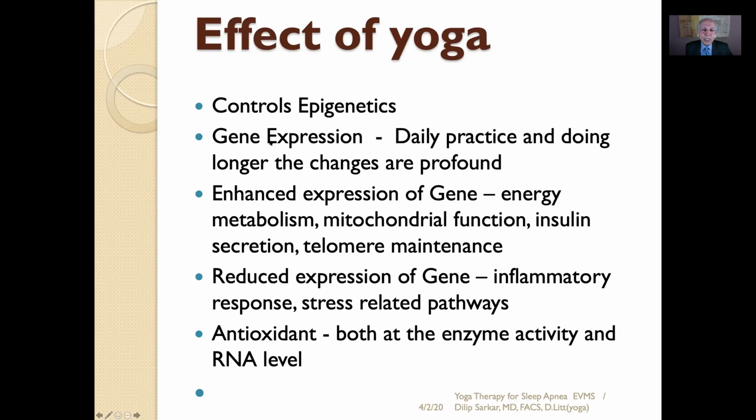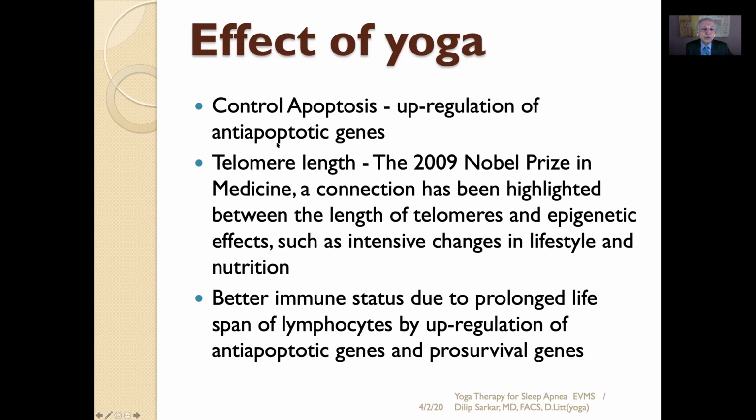The effects, I'm not going to go into details, but it also controls epigenetics. What does it mean? We have a genetic mutation in our body. My parents have diabetes, my parents have hypertension. I'm going to have diabetes and hypertension, but the gene has to express. A practice of the relaxation response causes genetic suppression, and I'll show it to you. And this reduces expression of genes. It controls apoptosis, controls telomere length. It almost acts like an anti-aging.